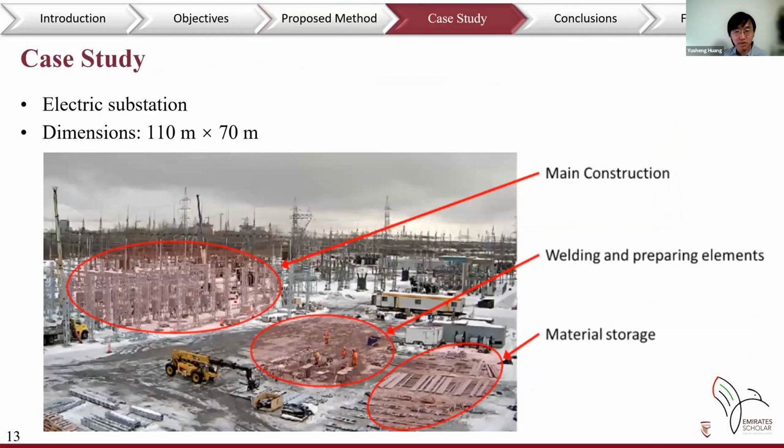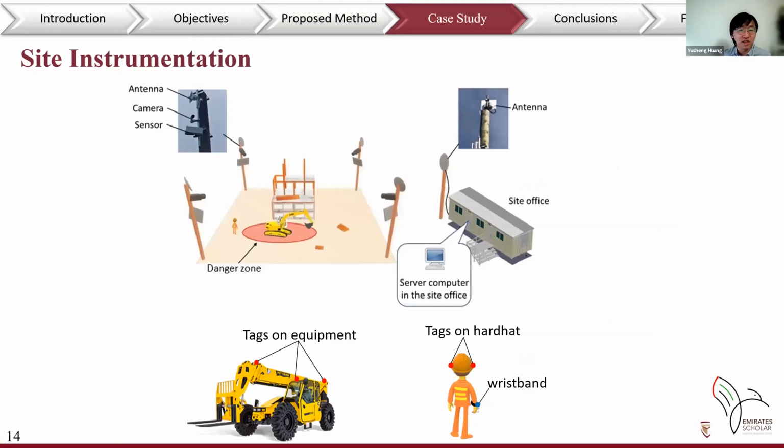A case study is made on the construction site of a power substation. The site dimensions are 110 meters by 70 meters. 4 posts of about 10 meters are built near each corner of the site. A camera is installed on the pole to capture the video, and a total of 9 RTLS sensors are installed. In addition, on the top of each pole, an antenna is installed to connect the sensors and the camera with the server computer in the site office.